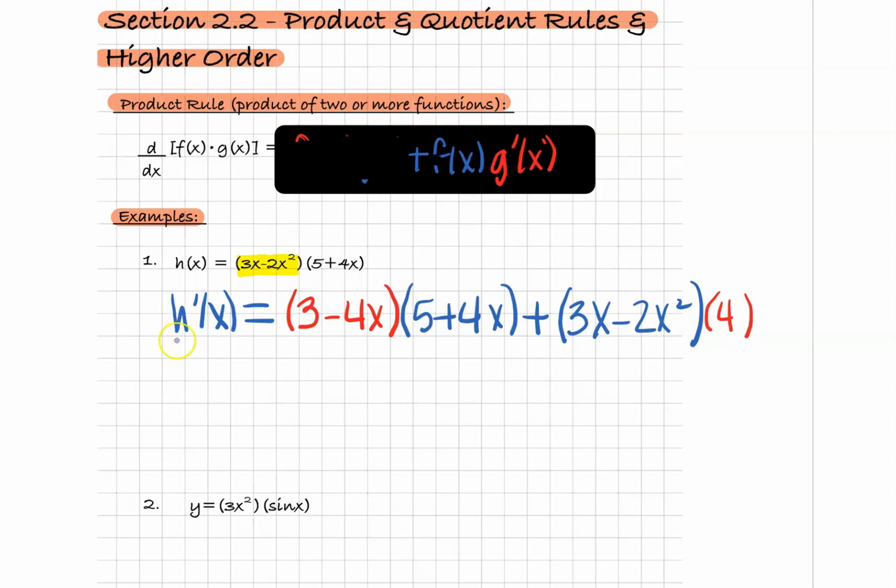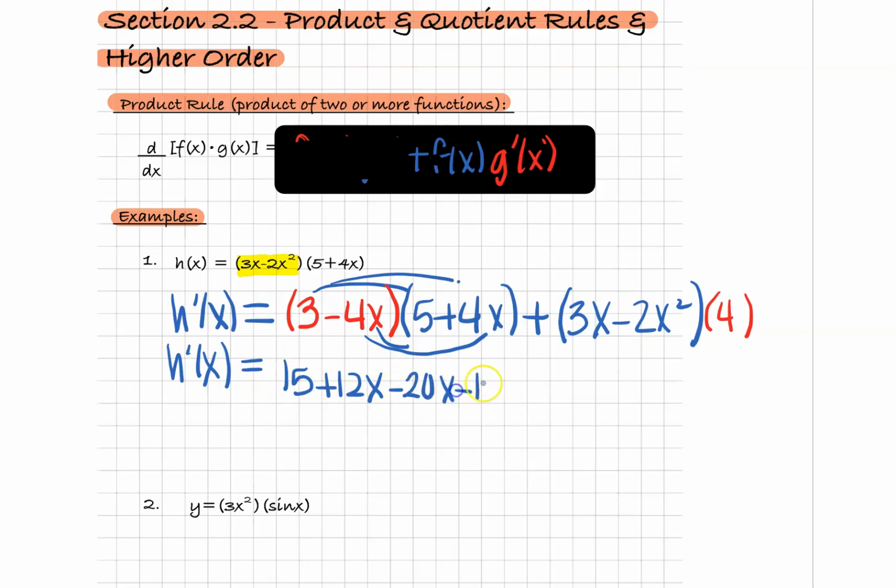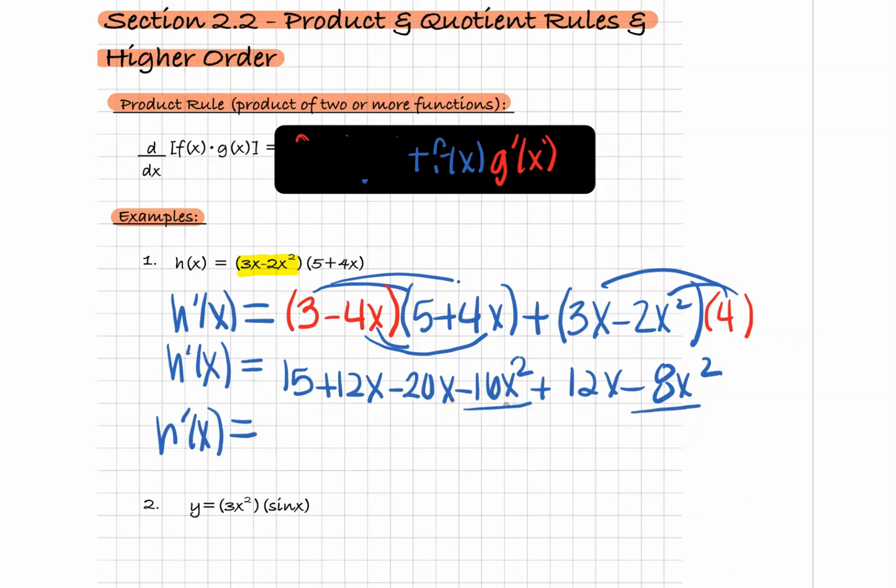From here, I have to clean it up and use my algebra. And so I'm just going to write in blue just for the cleanup. So h prime of x is equal to, I'm going to FOIL this part out. So this gives me 15 plus 12x minus 20x minus 16x squared, plus distribute the 4 in here. So 12x minus 8x squared. I'm just doing algebra. Now let's combine like terms. So this gives me, putting my x squareds together, negative 24x squared, negative 20, positive 12, so it would be minus 8x.